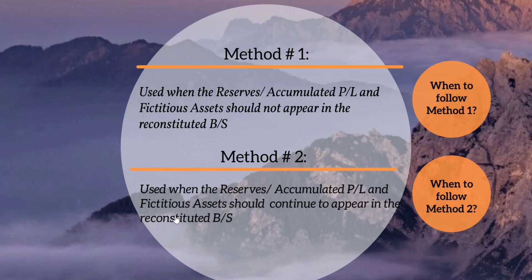Now, method 1 is used when reserves, accumulated profits and losses, and fictitious assets should not appear in the reconstituted balance sheet. And what is a reconstituted balance sheet? The balance sheet which is prepared after taking into effect the change in the profit sharing ratio. And method 2 is used when reserves, accumulated profits and losses, and fictitious assets should continue to appear in the reconstituted balance sheet.